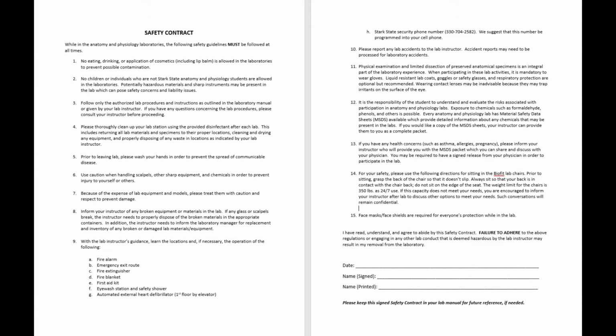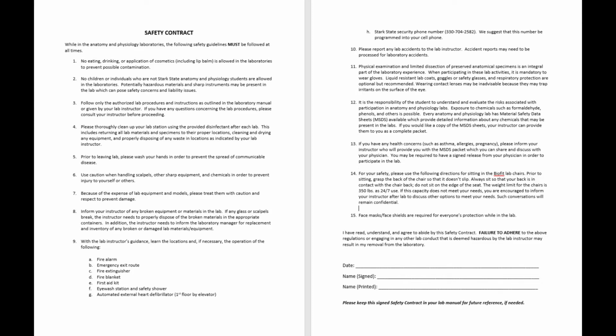Number 9. With the lab instructor's guidance, learn the locations and, if necessary, the operations of the following. The location of these items will be reviewed in the room tour slide. A. The fire alarm. B. The emergency exit route. C. The fire extinguisher. D. The fire blanket. E. The first aid kit. F. The eyewash station and safety shower.